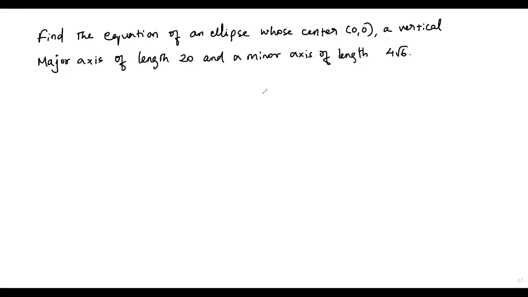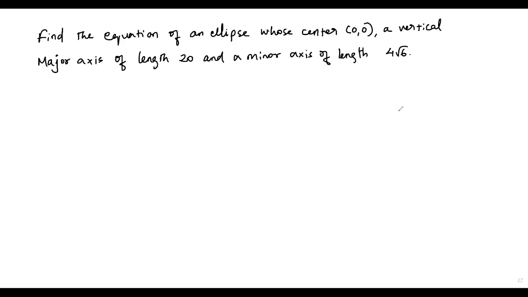Here we have an honors algebra 2 math question. Okay, let's go over the information. Find the equation of an ellipse whose center is (0, 0), with a vertical major axis of length 20 and a minor axis of length 4 times the square root of 6. Okay, here we have to find the equation of an ellipse whose center is (0, 0).